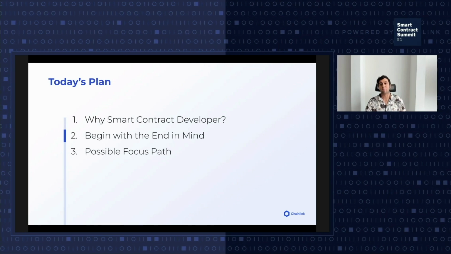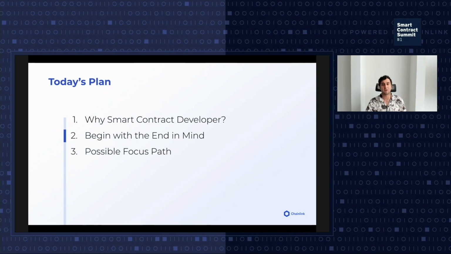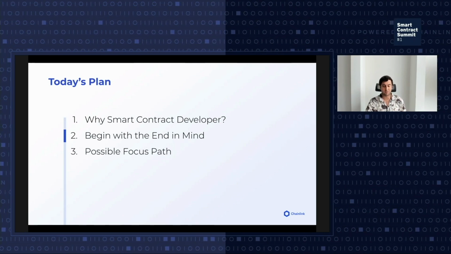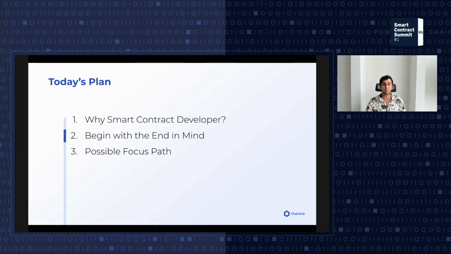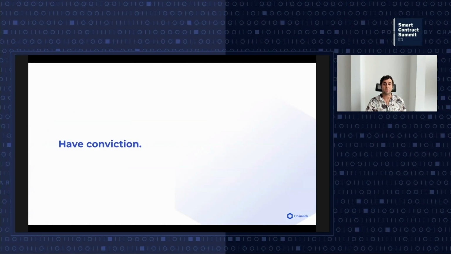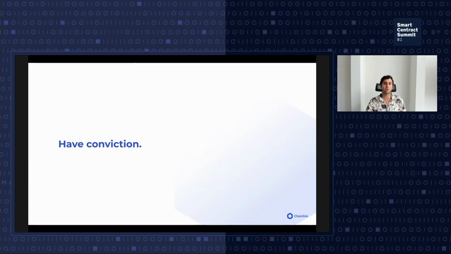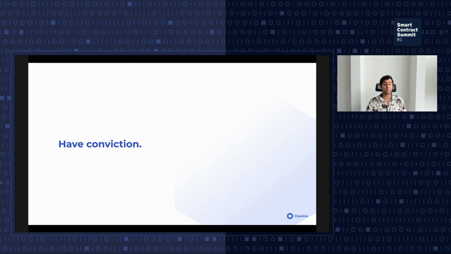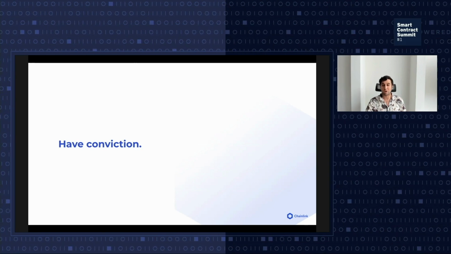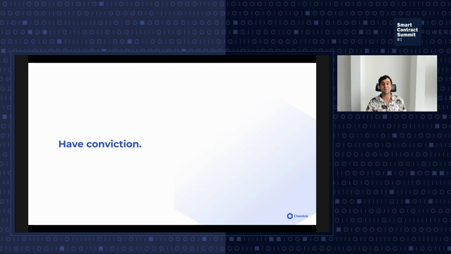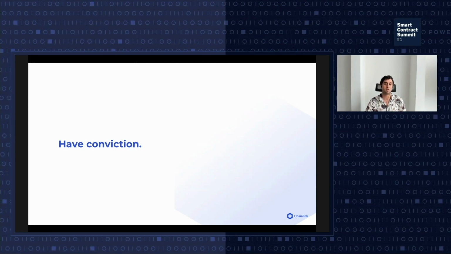So now we're going to talk about beginning with the end in mind. If you've ever read Stephen Covey's 7 Habits of Highly Effective People, you've heard this phrase, and I think it is super, super important. You need to have conviction when you're going down this path. Working at startups can be very tough, but very rewarding. Working at a smart contract startup can be even tougher, but even more rewarding.